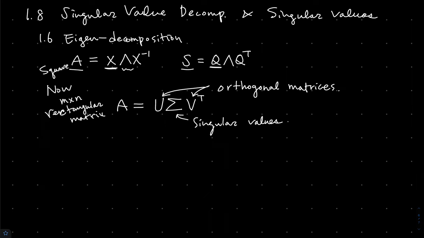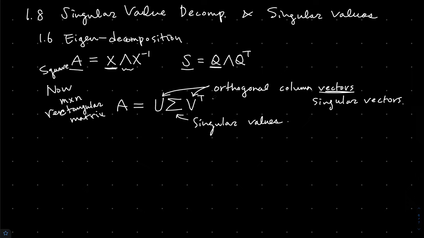I shouldn't say orthogonal matrices, because they are actually square matrices in the full version of the SVD, but in the shortened or simplified version, they might not be square matrices. I mentioned that we call square matrices with orthogonal columns orthogonal matrices. So let's just say these matrices have orthogonal column vectors, and these vectors are called the singular vectors. I should note that the singular values are all positive.